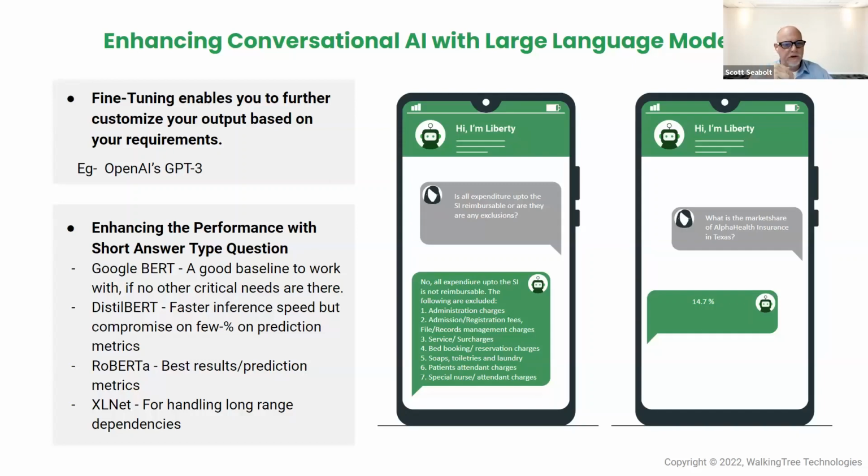So again, it depends on what's important to you and really what your environment looks like. And then you've got RoBERTa, which has really good results and prediction metrics. And then, to wrap this portion up, XLNet, and that's good for handling long-range dependencies as well.